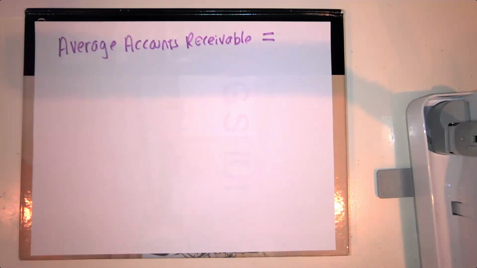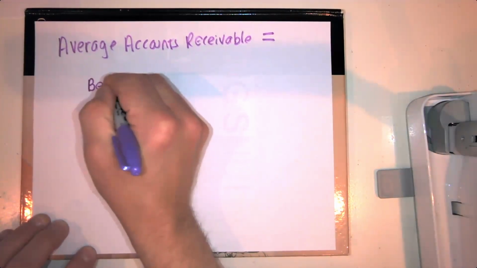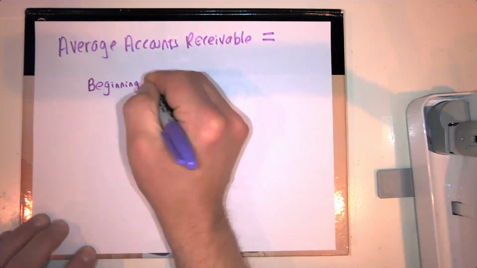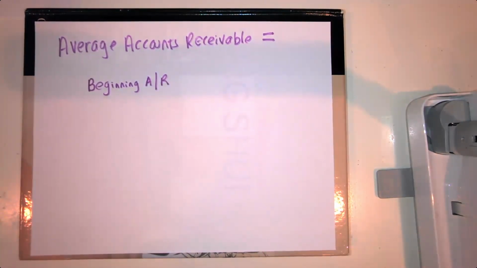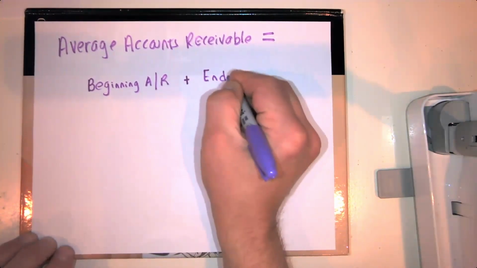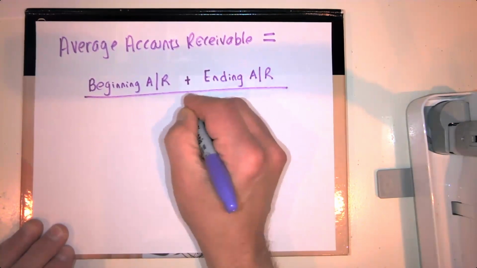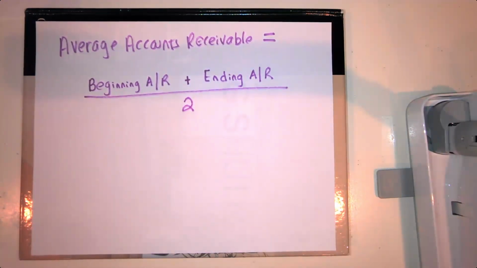You guys remember this. We'll see it again next week. To come up with an average, anytime you see that average, that is the beginning balance plus the ending balance divided by 2. In fact, let's write the equation. So we'll say that's our beginning accounts receivable, and I'm going to abbreviate AR, accounts receivable. Beginning accounts receivable plus our ending accounts receivable divided by 2.